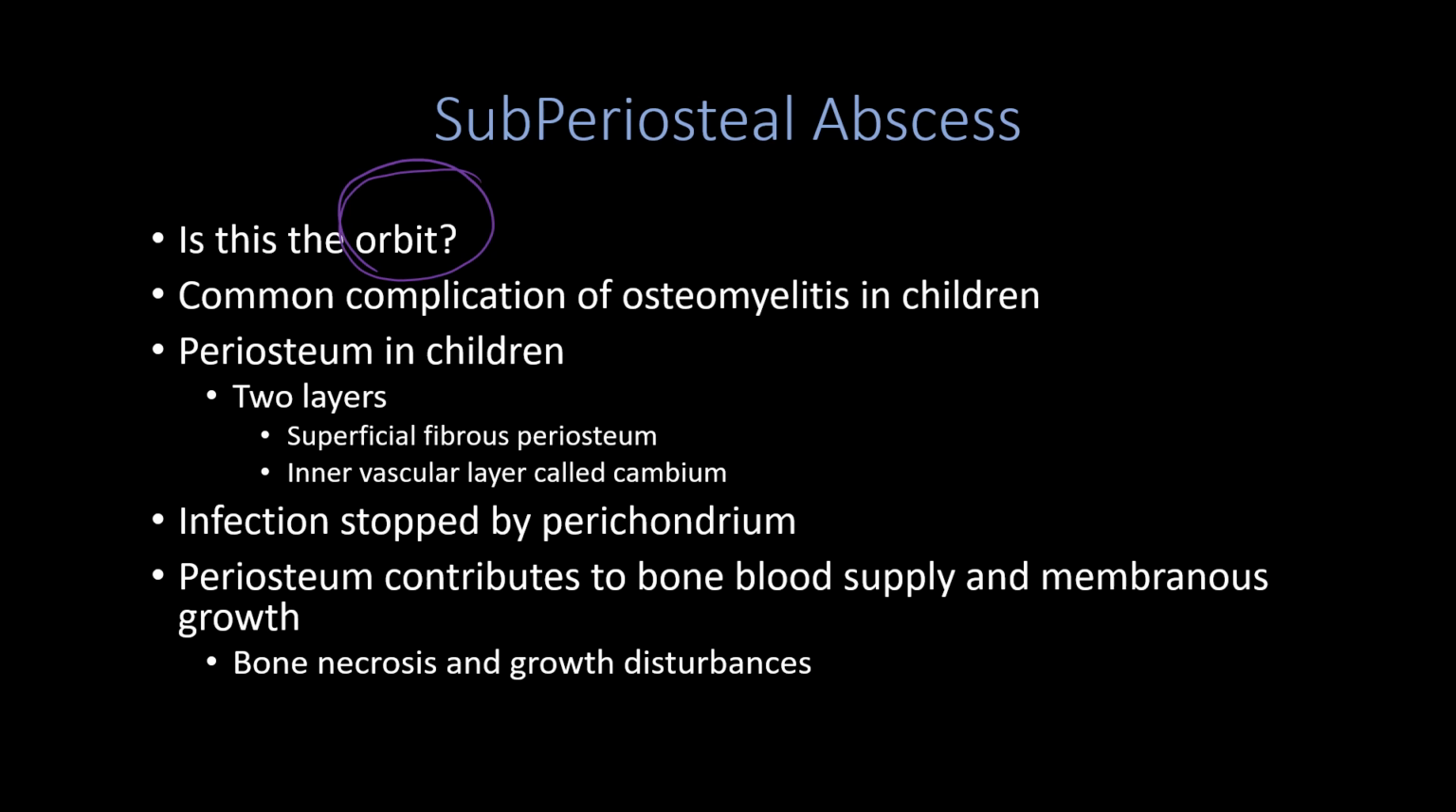and we can see a representation of that. So we already described the two layers, superficial fibrous and the inner vascular, which helps in the propagation of infection. Stopped by the perichondrium, which shows that V next to the growth plate. It's called the vertex, where it forms that V. And it stops the progression of infection into the articulation, something that's good to remember. And this needs to be treated and drained, because the periosteum in children contributes to the blood supply and membranous growth. We already said that, the inner vascular layer. So it can end up in bone necrosis and growth disturbances. So it actually is kind of an urgency and needs to be treated.